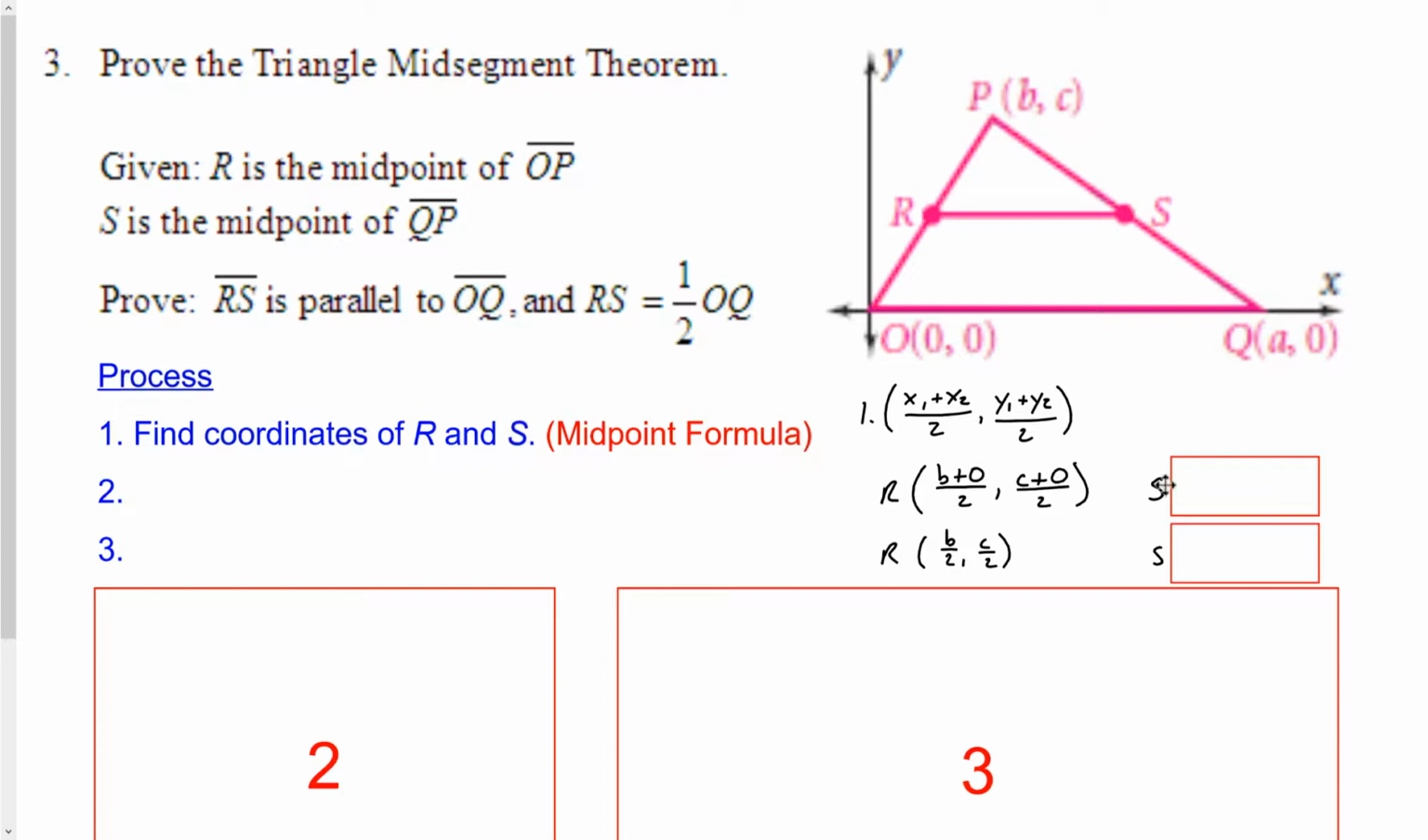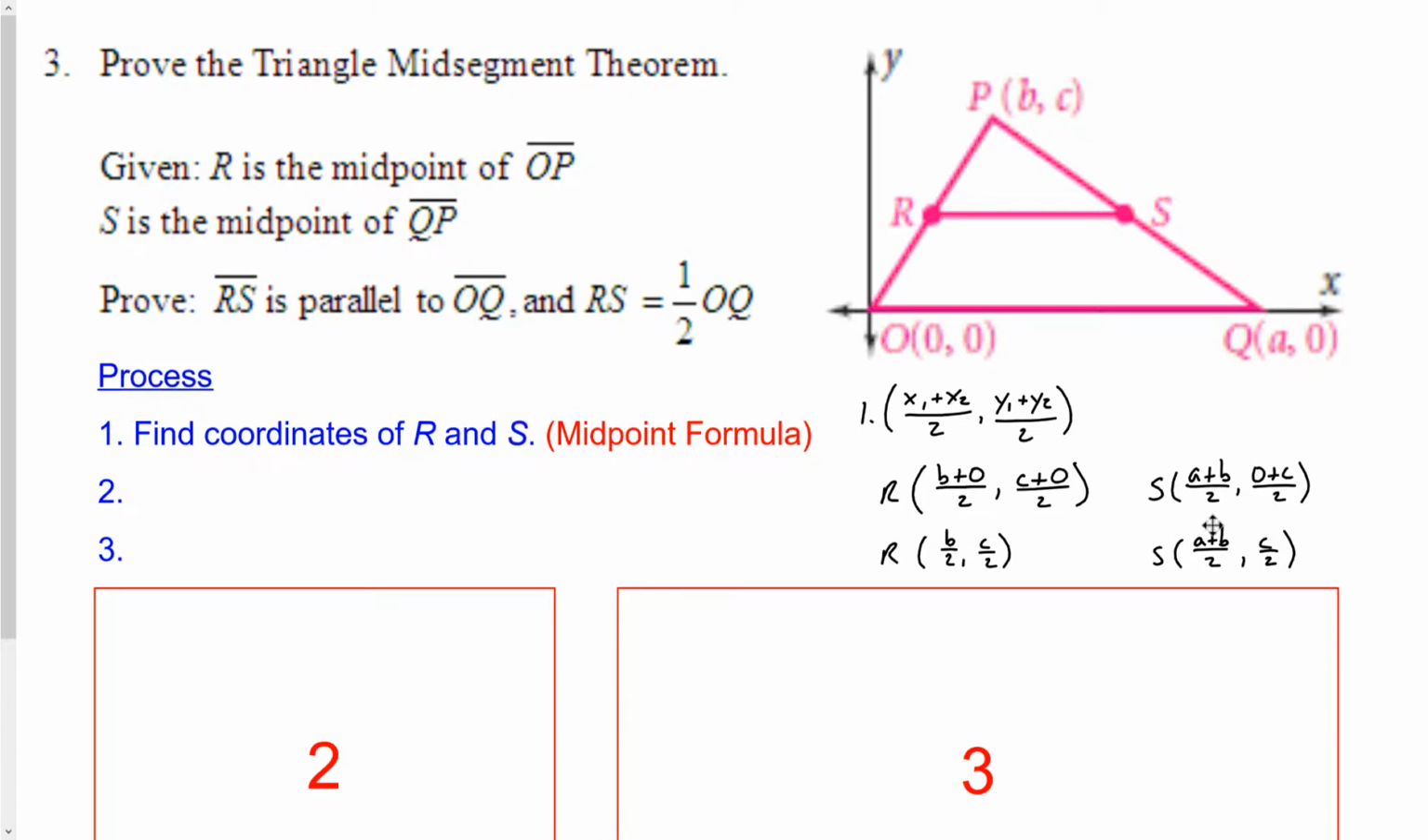Do the same type of thing for S. The points I have to use to find the coordinates of S are P and Q, the endpoints of that segment. So I would be taking a plus b over 2 for my x values and 0 plus c over 2 for my y values. Simplifying a little bit, I can make that y coordinate c over 2. A plus b over 2, I can't do any simplifying with. I have to leave it as is.